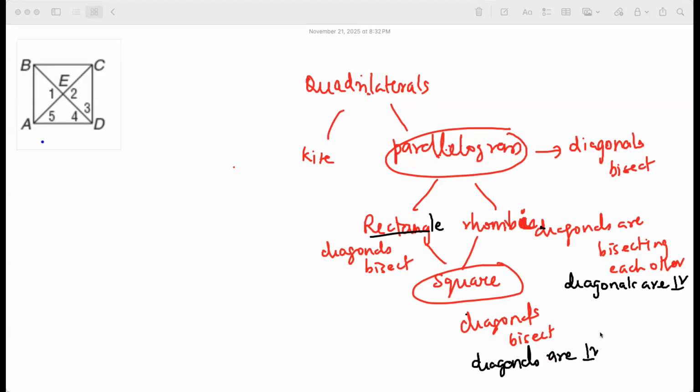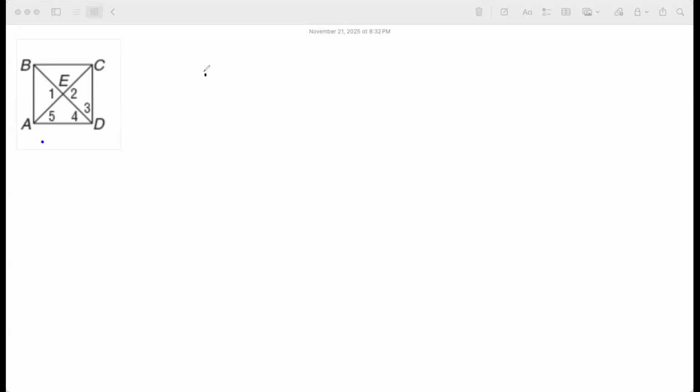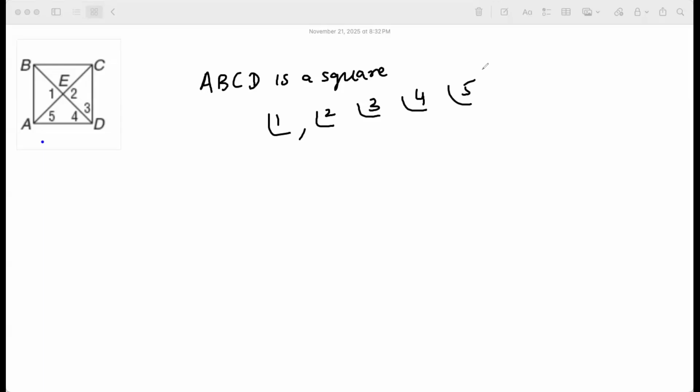Make sense? You need to remember these only when you have a picture in front of you, and then you will remember. Now, here, this is a square. ABCD is a square. Can you find out what is angle 1, angle 2, angle 3, angle 4, angle 5? Let me know if you get stuck.